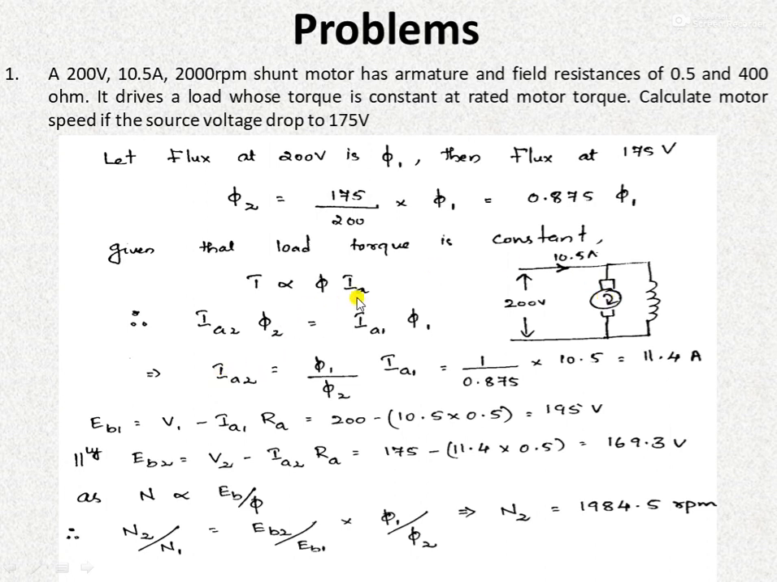We are quite familiar with the standard relation, torque is directly proportional to phi Ia. Since the load torque remains constant in both the conditions, we can easily write that Ia1 into phi1 is equal to Ia2 into phi2. Ia1 and phi1 are the armature current and the flux when we are provided with the 200 volt supply, and Ia2 and phi2 are the armature current and flux when we are provided with 175 volt supply. So from this we can easily find the value of Ia2 as 11.4 ampere.